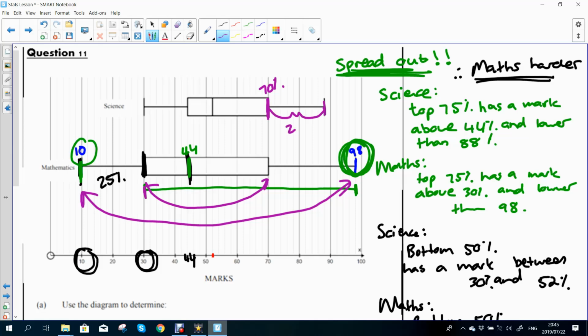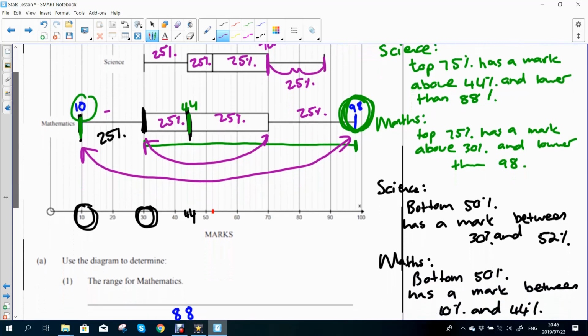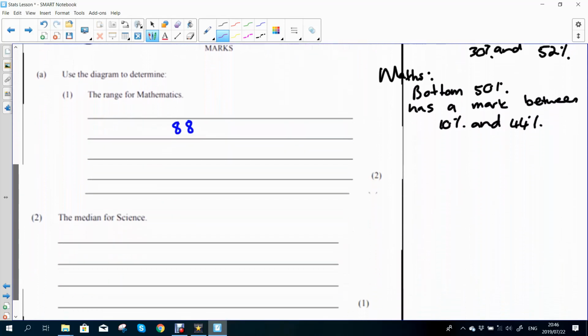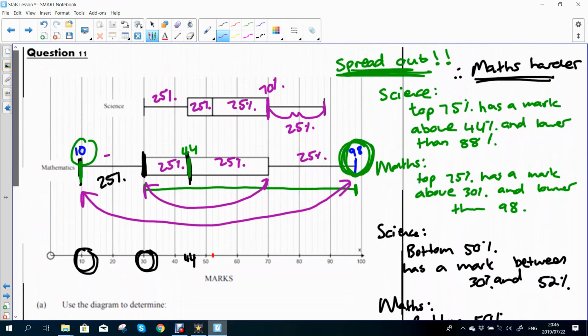And you should know that that is 25%, because we just said every single bit of the box and whisker is always divided into 25 percentiles, 25%. Same here, 25%, 25%, 25%, and 25%. That is a very important concept to understand, and please study that, okay? The chances that they're going to test that are quite big.